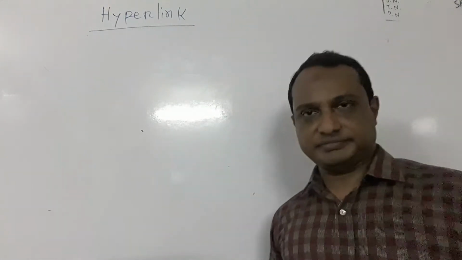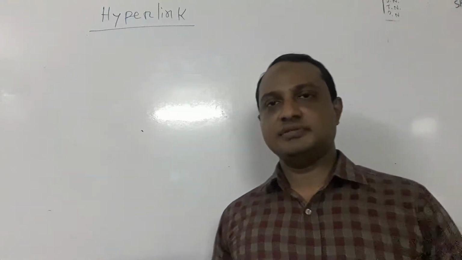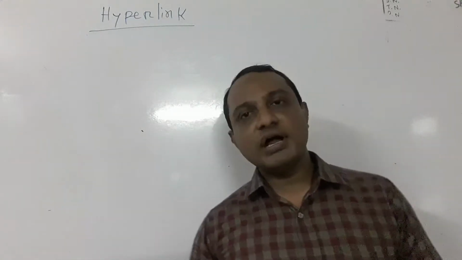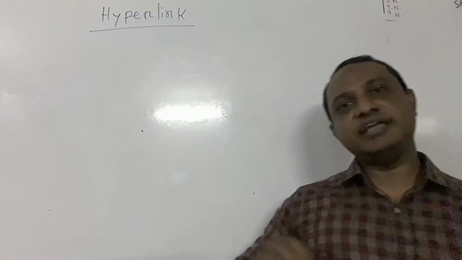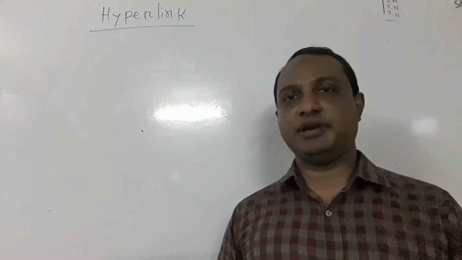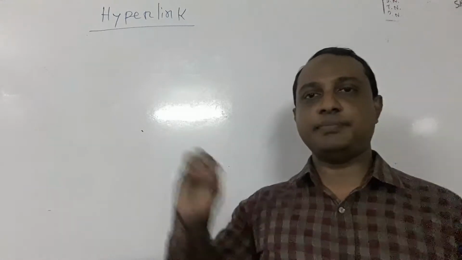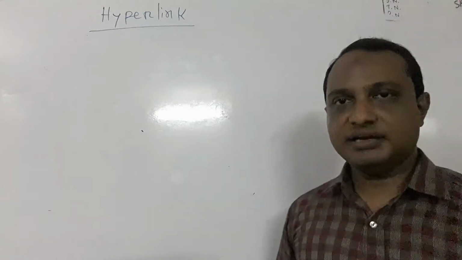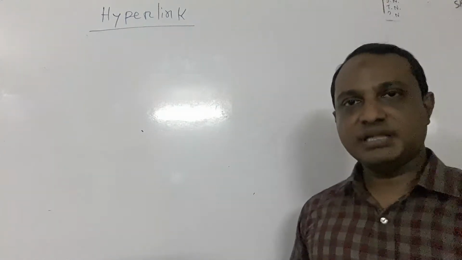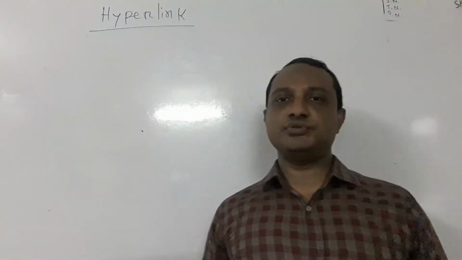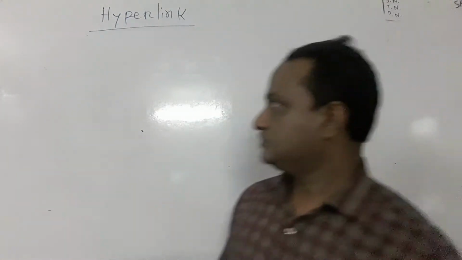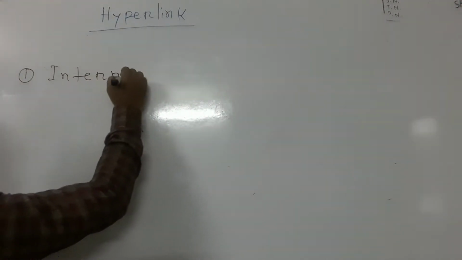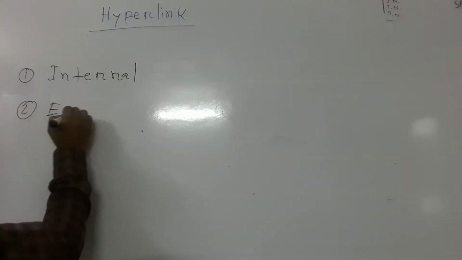At first, what is hyperlink? Hyperlink is the process by which we can connect one web page to another web page, or one website to another website, or any other document. This is called hyperlink. That means connecting process. Hyperlink is the connecting process or tool. There are mainly two types of hyperlink. Number one is internal hyperlink and number two is external hyperlink.